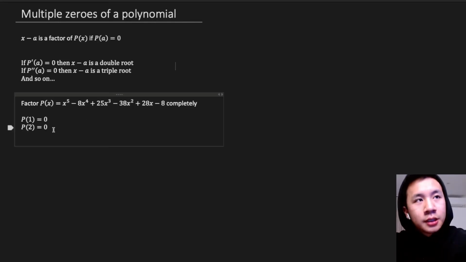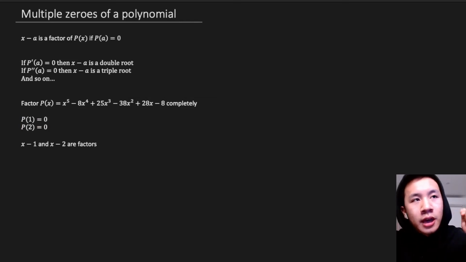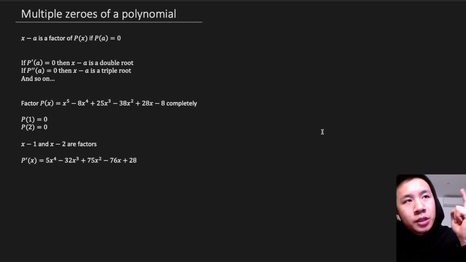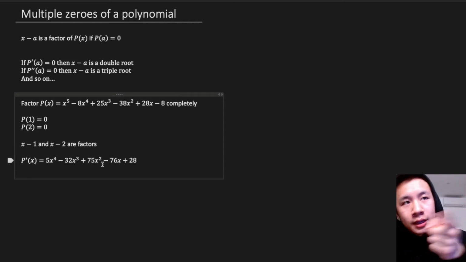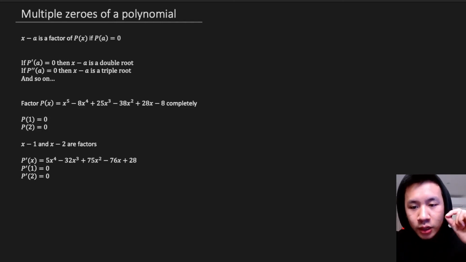To quickly show you this idea, p of 1 and p of 2 are the only values that give you 0. And so x minus 1 and x minus 2 are factors. And now we just need to check if they are double roots, triple roots, and so on. So when you derive the original polynomial, you should get this. And so when you sub in 1 and 2, you should get 0. And that means that x minus 1 and x minus 2 are at least double roots. Now we should at least check that they might be triple roots.